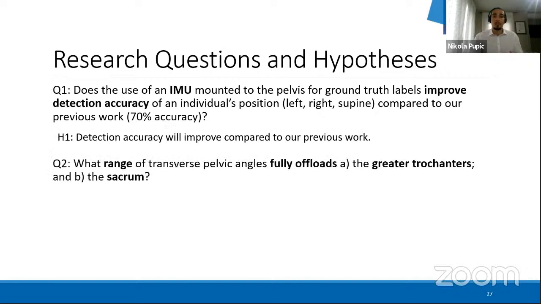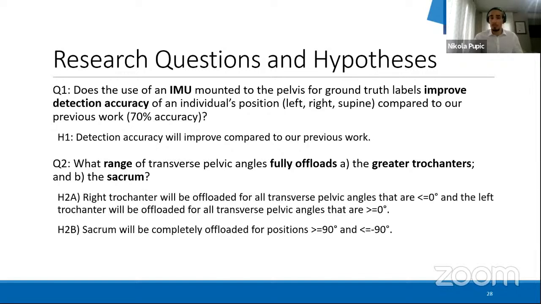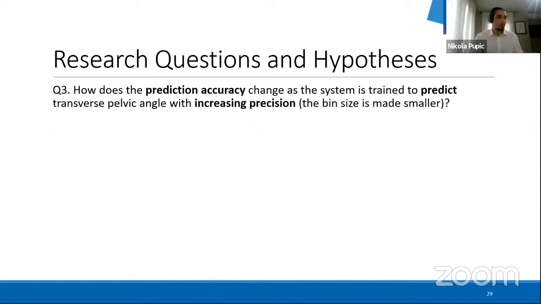Secondly, considering that the prevalence of pressure injuries around the pelvic girdle is around 75%, I wanted to look at what range of transverse pelvic angles fully offload the greater trochanters and the sacrum. Here I expect that the right greater trochanter will be offloaded for all transverse pelvic angles that are less than or equal to 0 degrees, and the left greater trochanter will be offloaded for all transverse pelvic angles that are greater than or equal to 0 degrees. And for the sacrum, I expect it to be fully offloaded for positions that are greater than or equal to 90 degrees or less than or equal to negative 90 degrees.